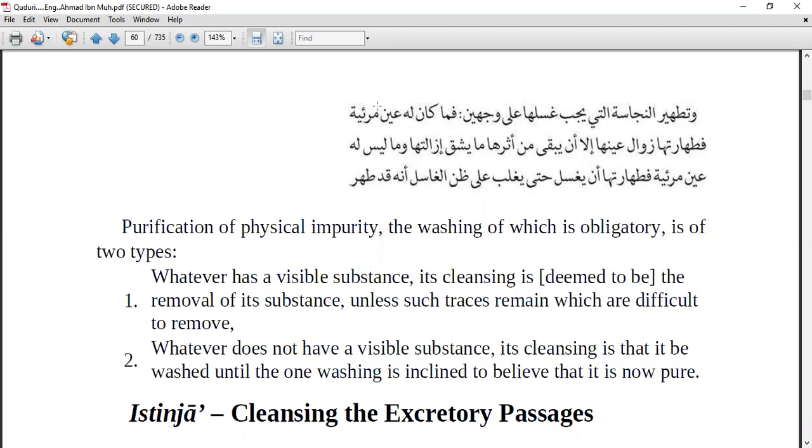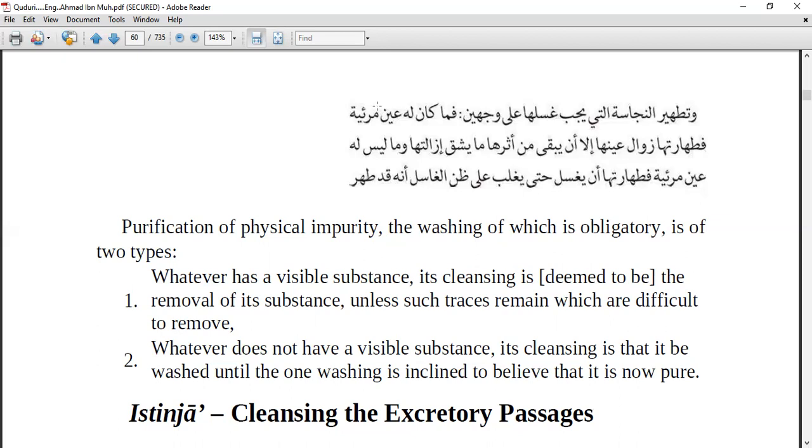إلا أن يبقى من أثرها ما يشق إزالتها, unless there are traces which are difficult to remove. And what do you mean by difficult to remove? If you have to go out of your way to use detergent, or you have to heat up the water to make sure that the traces go away, this is basically ما يشق إزالتها, the traces which are difficult to remove. So if you have to go out of your way to do extra things to remove it, then even if such traces remain, the object will become pure after washing away the main body of the najasa. That's number one, which is the visible impurity, النجاسة المرئية.